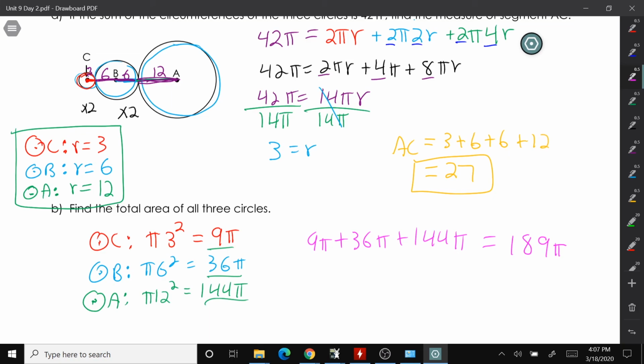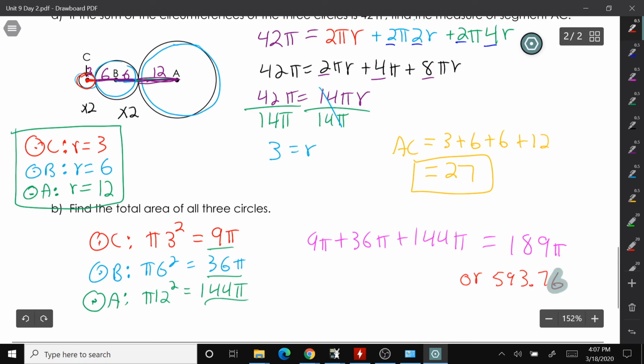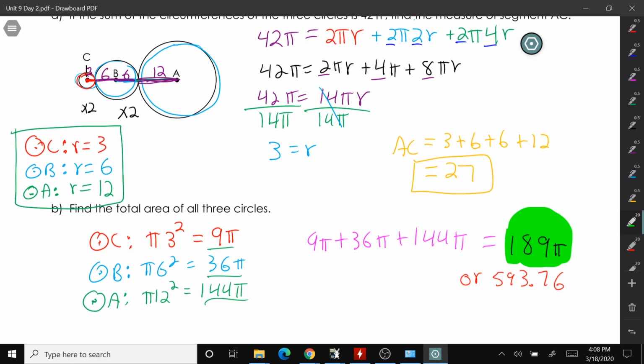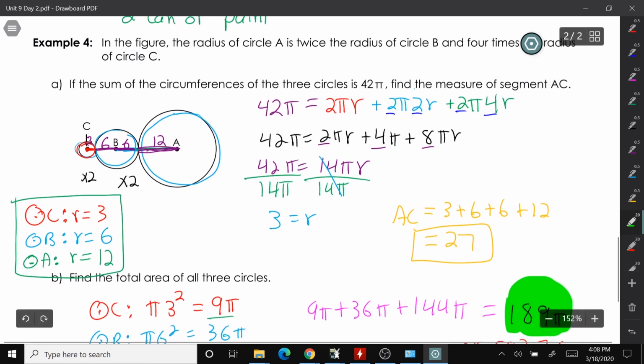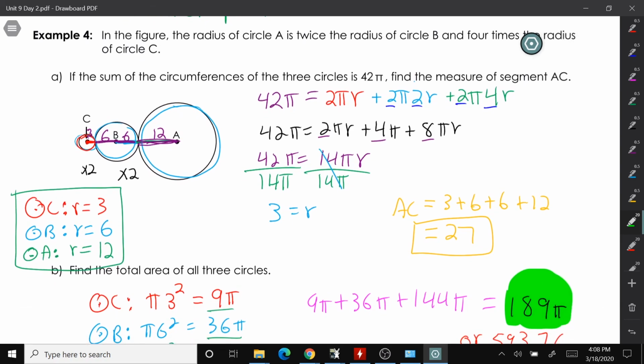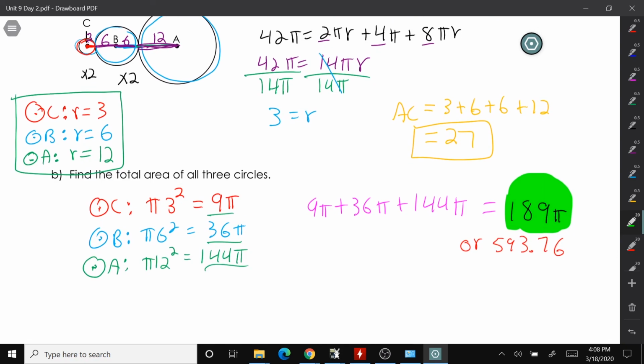And then if you wanted to make that a decimal, the question doesn't say you have to, but you can if you want. In this case we get 593.76. A lot of people struggle with leaving answers in terms of pi. Most of the time that is acceptable, unless it says to the nearest decimal or nearest tenth or something like that. And we don't have those words in these directions. So get used to leaving your answers with pi in them.